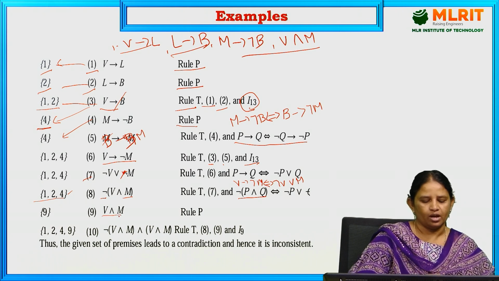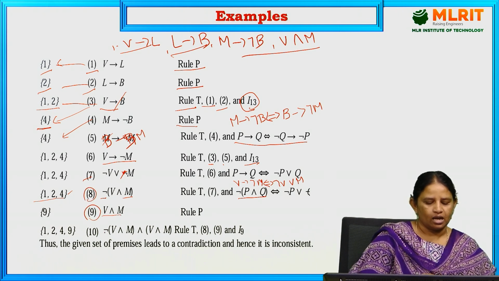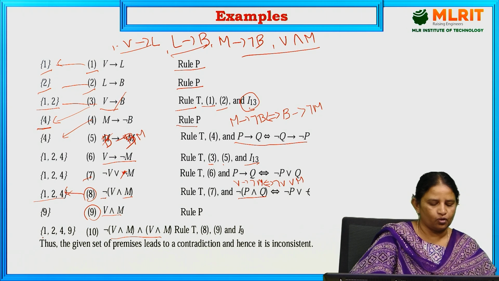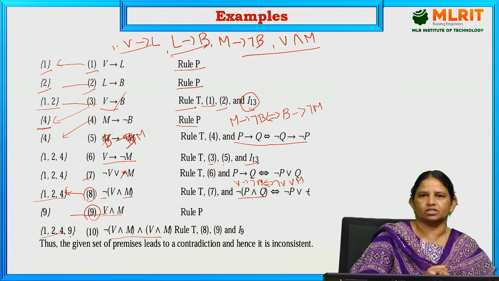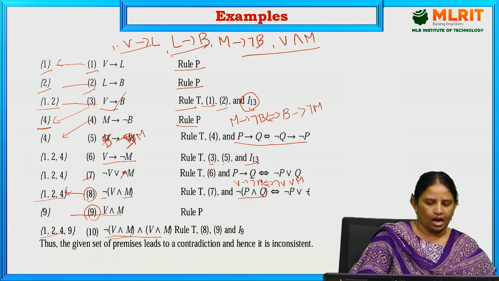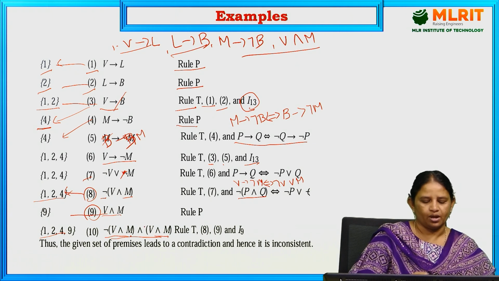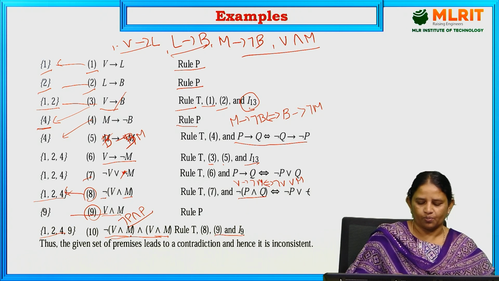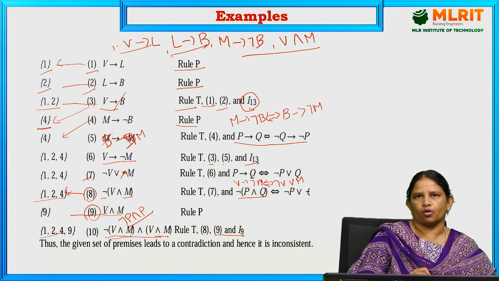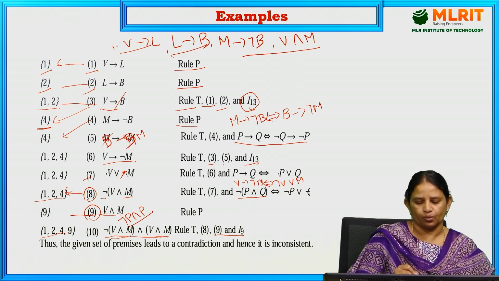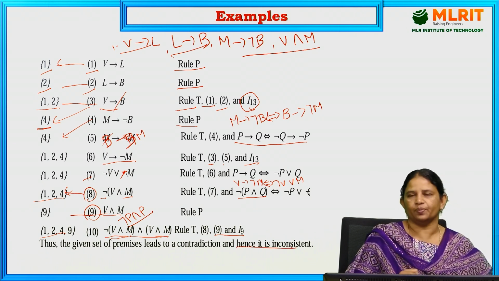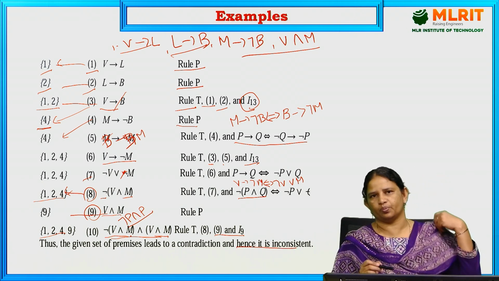V and M. So from steps 8 and 9, there is a contradiction. Step 8 is present on 1 to 4, and V tends to M is present on step number 9: negation V and M as well as V and M. So this is equivalent to negation P or P, which leads to a contradiction. Then it is derived from the set of premises. Finally, we get the contradiction as a rule. Then this statement is said to be inconsistent.